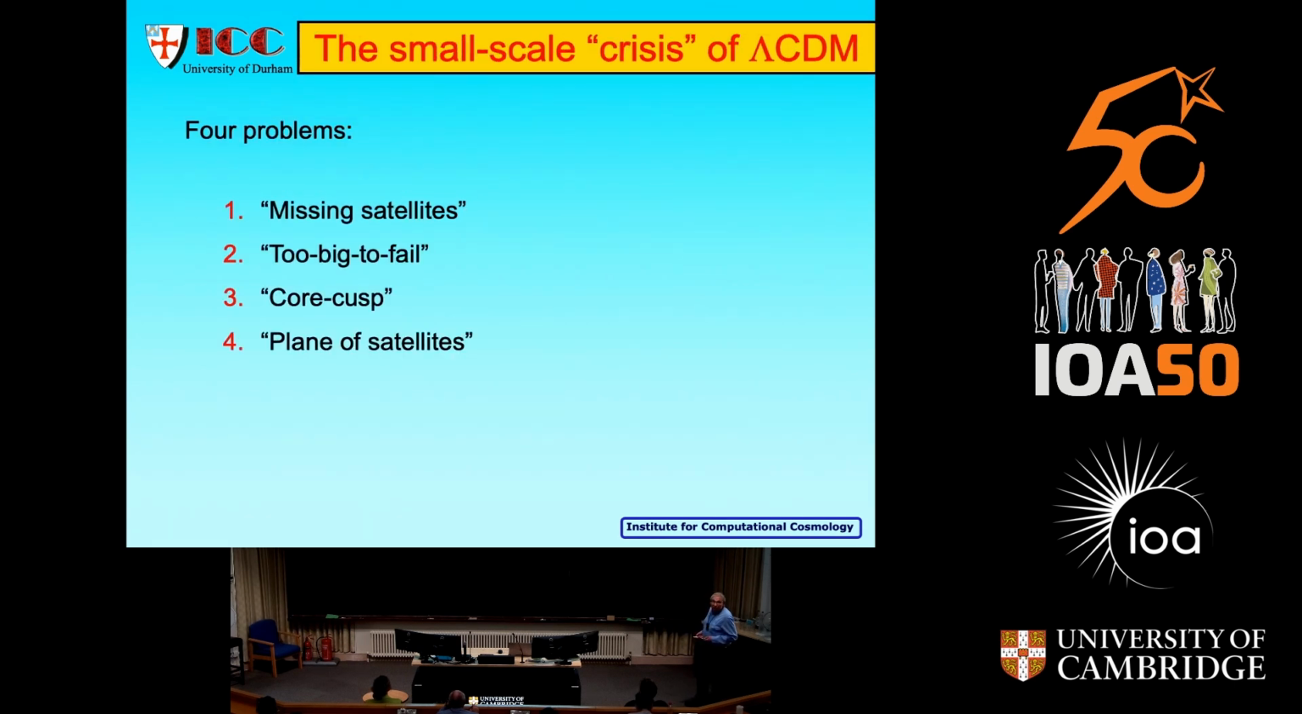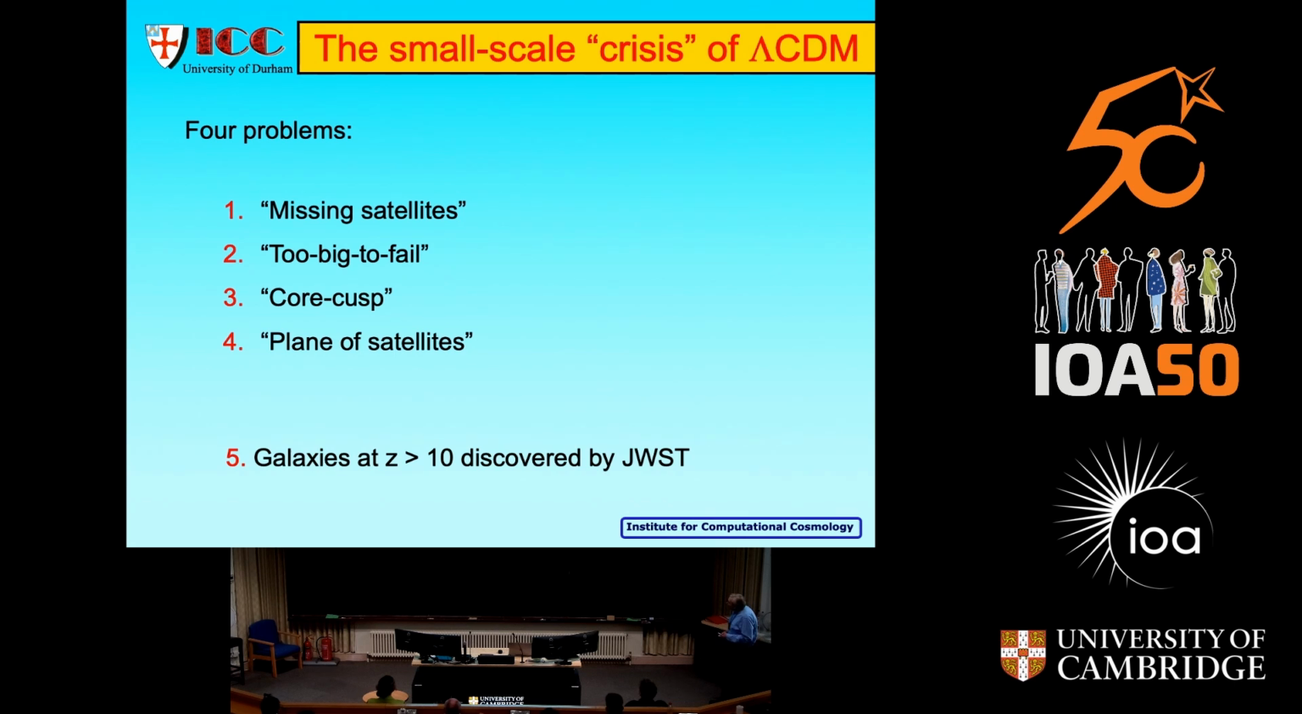Some of you, I'm sure all of you who work in the subject, are aware of the small crisis of lambda CDM, and I become apoplectic every time I need to talk about this. So I decided not to talk about it, just list these supposedly four problems that afflict CDM on small scales. They're all really fake problems. And a fifth has been added recently.